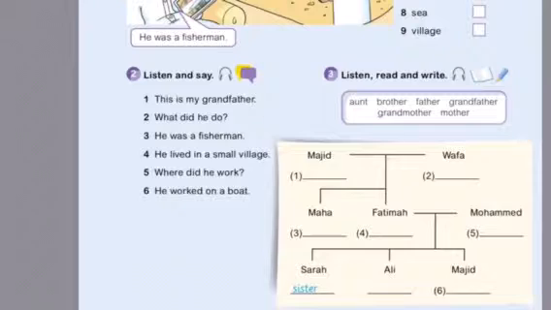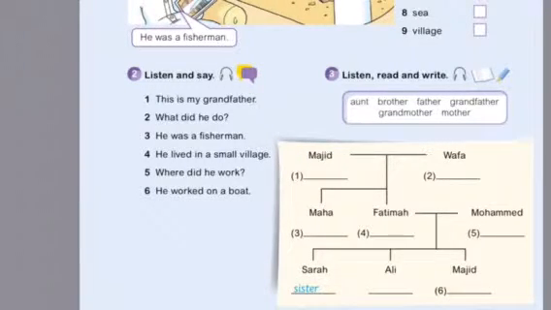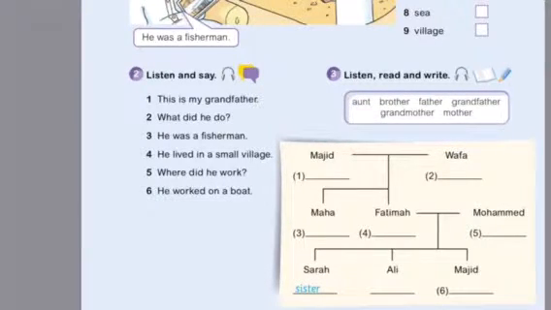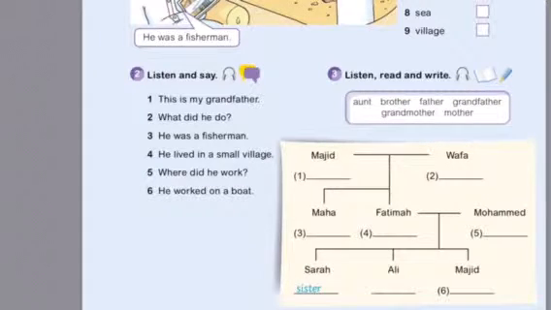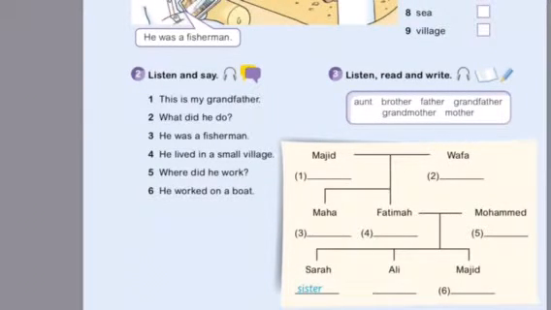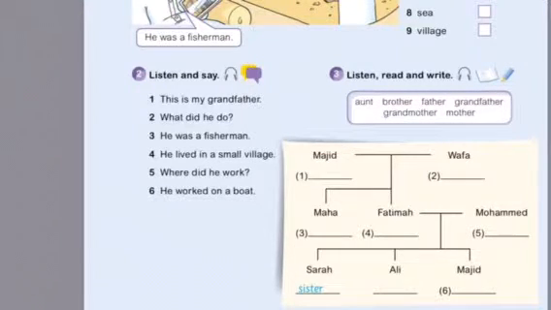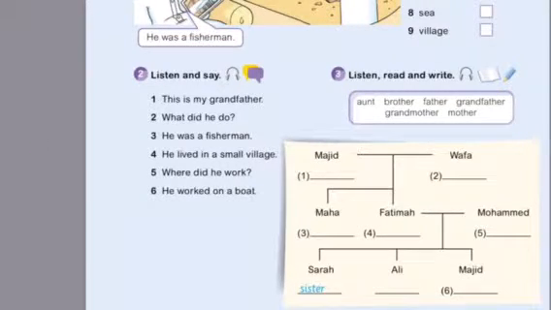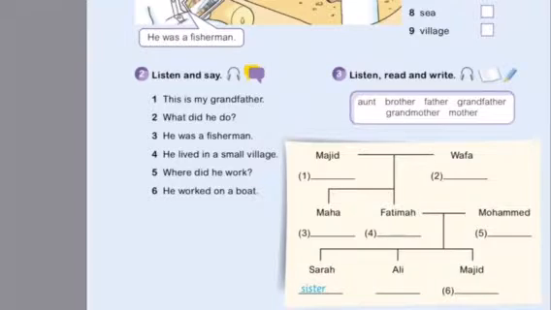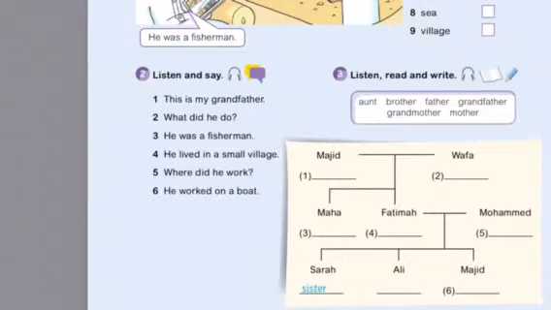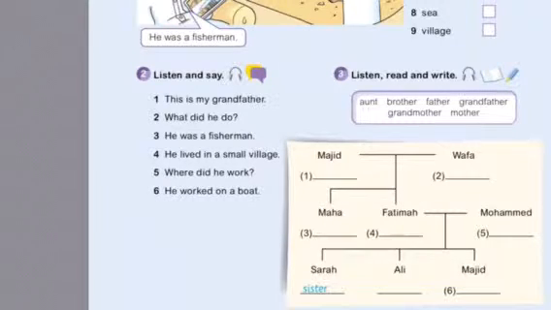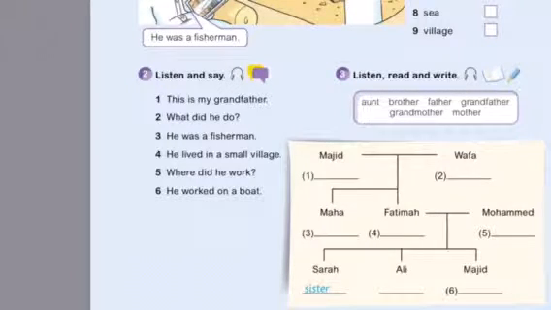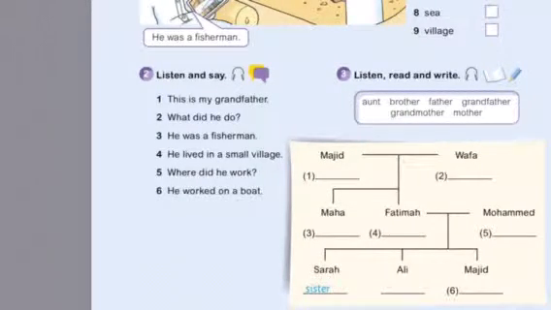Look, this is my family tree. Right, this is you and your brother. Yes, that's right. And this is my father, Mohammed, and my mother, Fatima. Who's this? It's my mother's sister, my aunt. Your aunt? What's her name? Her name's Maha. So this is your grandfather? Yes, that's right. His name was Majid. The same as your brother. And what was his wife called? My grandmother's name was Wafa.